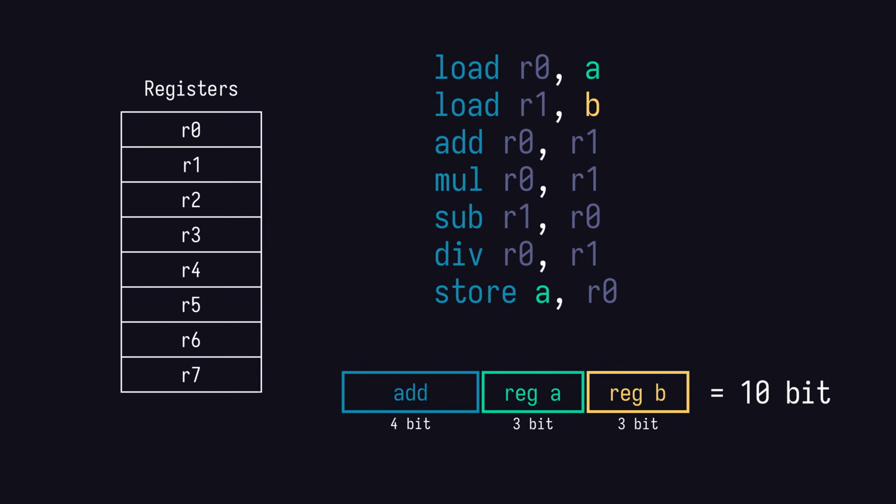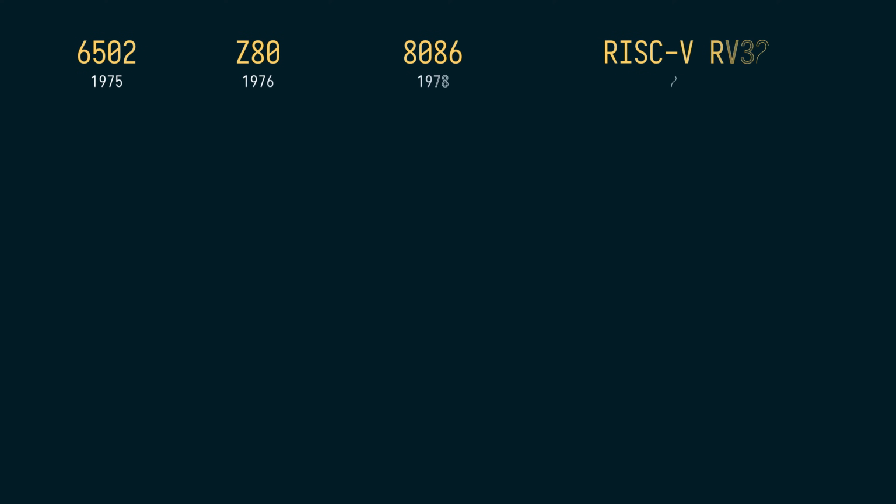Now, regardless of how many address bits our CPU uses, the add instruction will always need just 10 bits. Only the load and store operations have to carry memory addresses, and only a single one at a time. Pretty much all commercial processors use registers to keep around the data that they're currently busy crunching. Over the years, the number of registers available to programmers has grown as the underlying silicon manufacturing technology has become more advanced, and we've been able to cram ever more stuff onto a small piece of semiconductor.